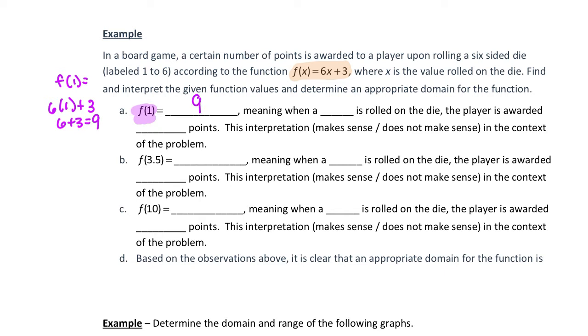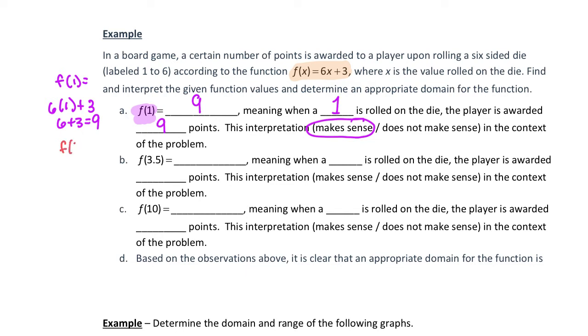So meaning when a 1 is rolled, in the context of this problem, when a 1 is rolled on the die, a player is awarded 9 points. Does that make sense? Sure, yeah, that absolutely makes sense, that you can roll a 1 and you would get 9 points. All right, for the next one, I'm going to go just a little bit faster.